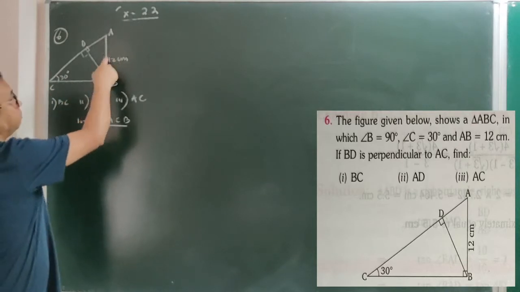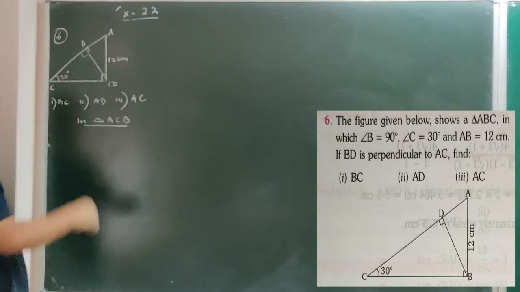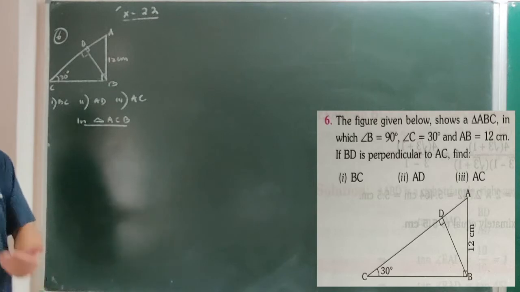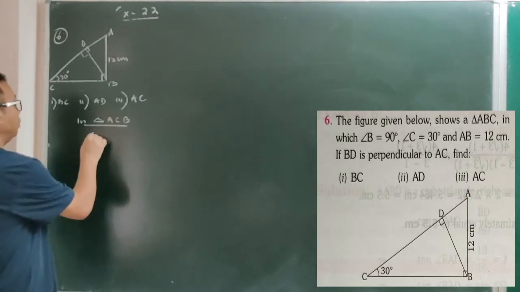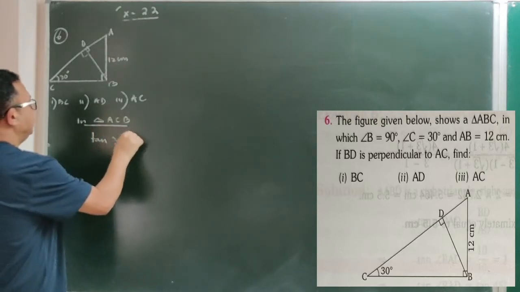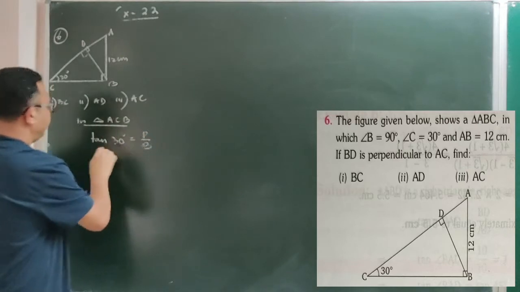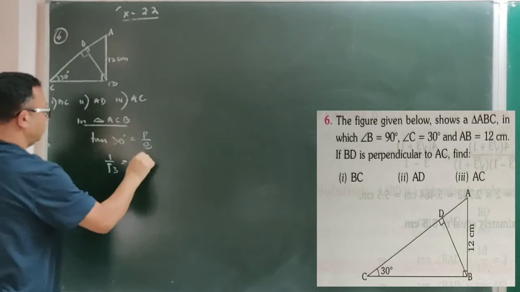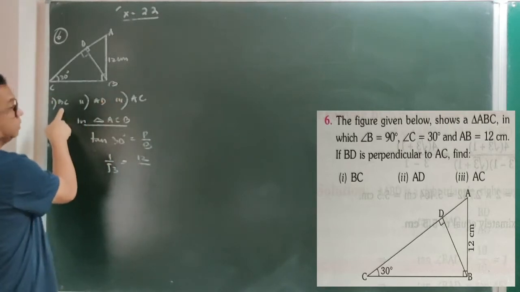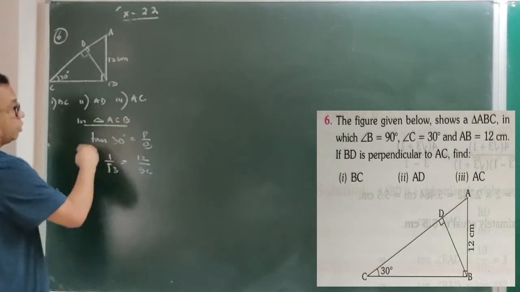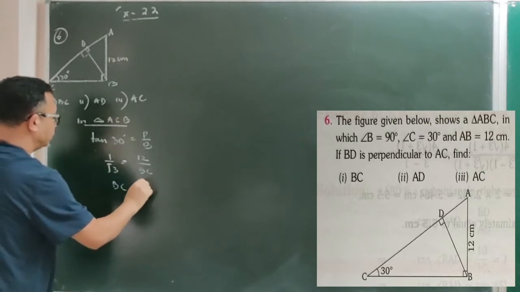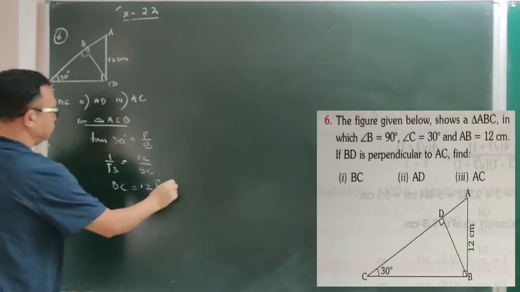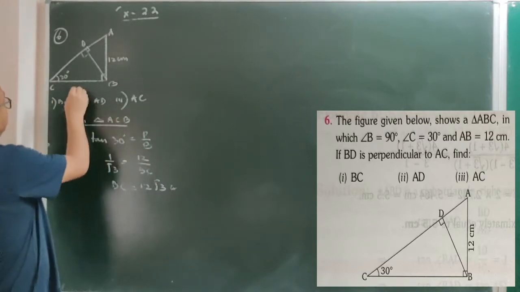And what is given to me? Perpendicular and base, and perpendicular and base, you know, is tan. So here I'll look for tan. Tan 30 degree is perpendicular by base. Tan 30 value is 1 by root 3, then perpendicular is 12 and base is what I am looking for, this BC. Now cross multiply, you will get BC value is 12 root 3. So this is the value of BC, 12 root 3.